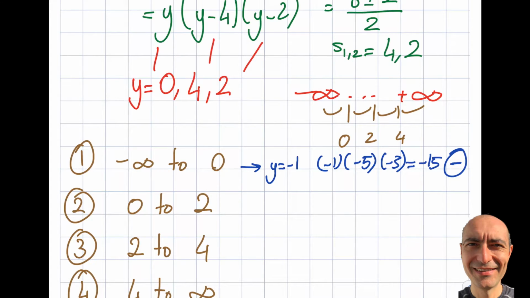If you wish to, which I'm not going to, you can try y is equal to minus 2, minus 3, minus 4, minus 5, whatever. You will always get a negative value here, all right?